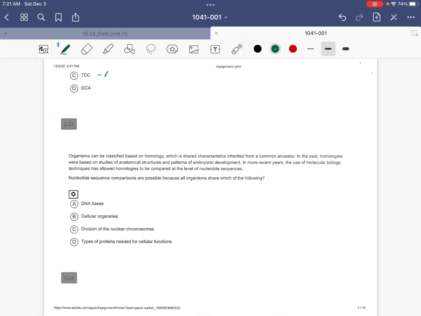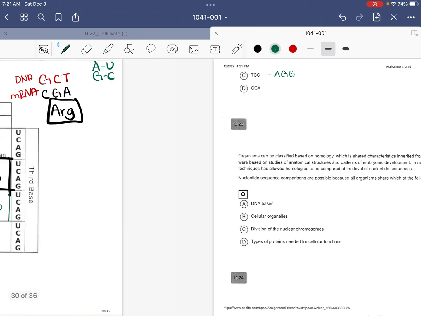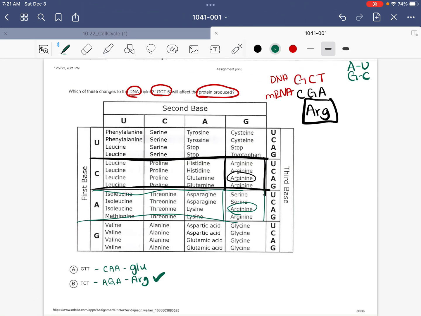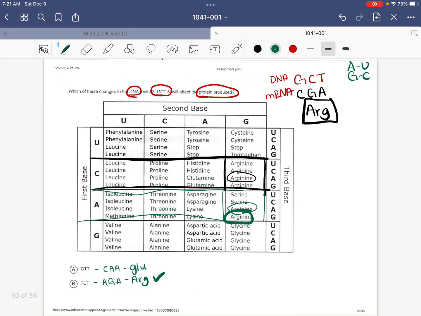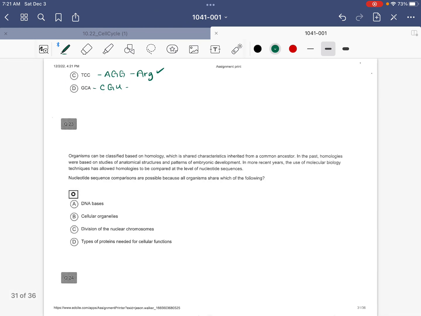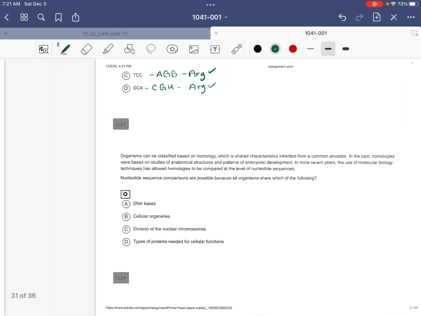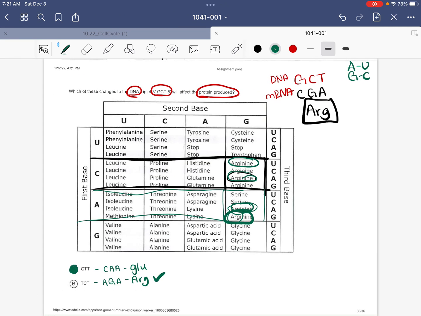We have TCC. So TCC is AGG. Let's go back to our chart. A, G, and G. It is arginine as well. So we should see here a little pattern. And then GCA is CGU. So we go back to our chart. C, G, and U is also arginine. So there is only one that would affect it, right? Which is A, because A is a different amino acid, which would affect the protein produced. A, because you would have glutamine instead of arginine.